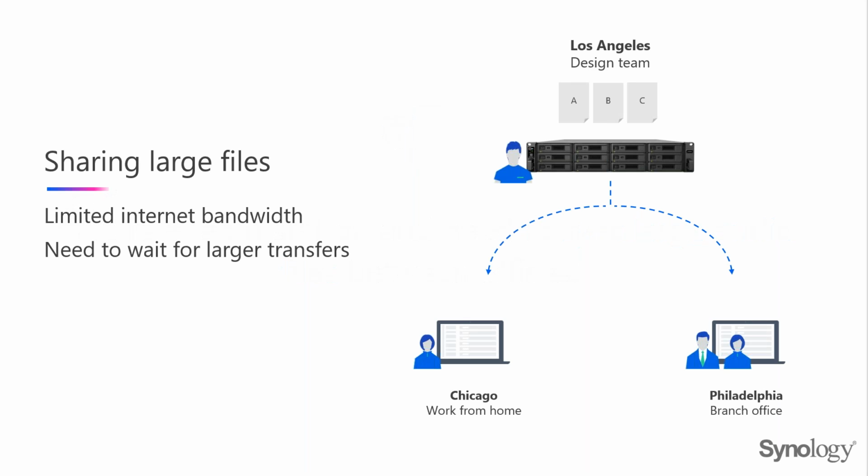So one of the problems that we come across is that it's difficult to share large files. People might have limited internet bandwidth and they don't want to sit there and wait for their upload to finish. So Synology Drive can help out here. We have traffic control options to ensure that the network itself doesn't get saturated when a bunch of people are using it. And there's no need to wait for larger transfers to finish, as Synology Drive will work automatically.